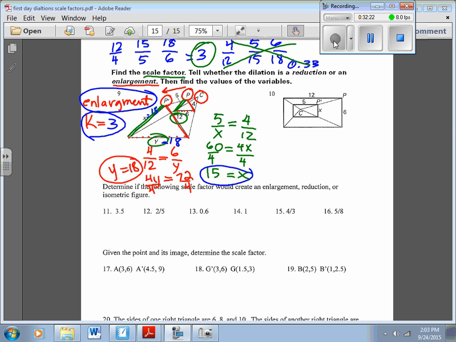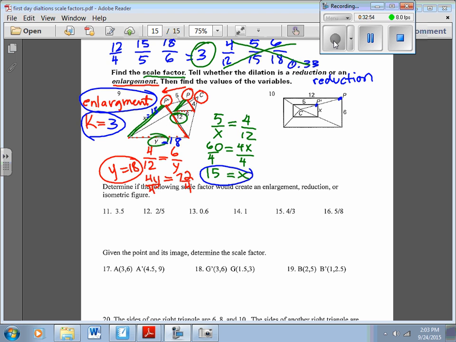Enlargement or reduction, you think? Here is P, the original image. This is P prime. It went from large to small, so that would be a reduction. You guys understand how to figure out which one is the original image? Yeah? Okay. Now you can actually set up the scale factor.